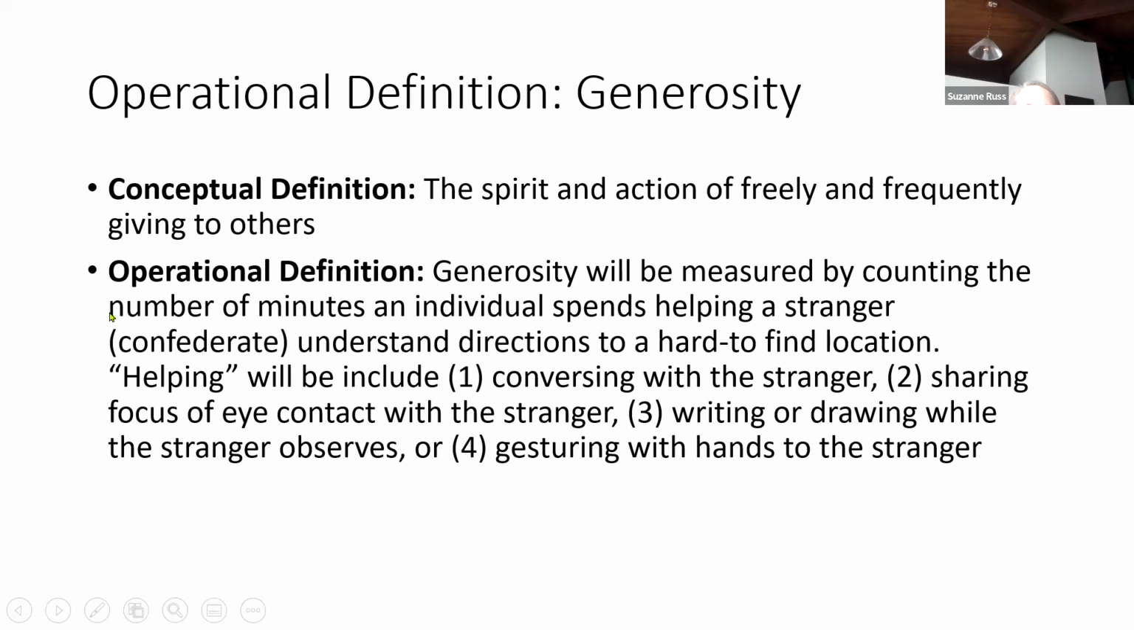Is this measure measurable? Yes, we have a number of minutes. Is it precise? I think so. We have particular things we're going to look for. And does it seem like it fits the conceptual definition of generosity? I think so, because the conceptual definition is the spirit and action of freely and frequently giving to others. I think this could be a reasonable operational definition. So let's look at those criteria, write them down if you haven't. Measurable, precise, valid. That's what we're looking for.